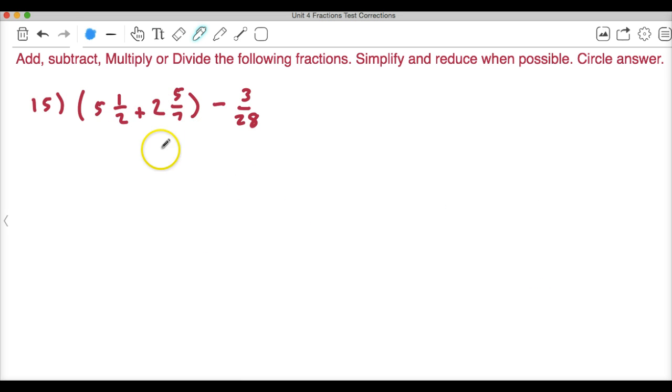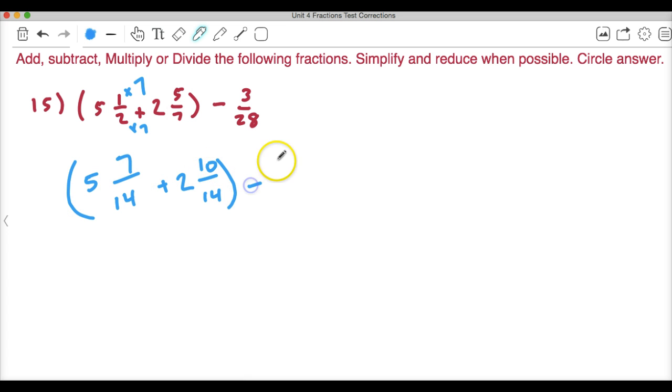Moving on, we have, again, order of operations. So we're doing our parentheses first, and we need to find a common denominator with 14 as our denominator, because that's what they have in common, the least common multiple. And that's still in parentheses. So then now I can do 5 plus 2 is 7. 7 plus 10 is 17/14, minus 3/28.